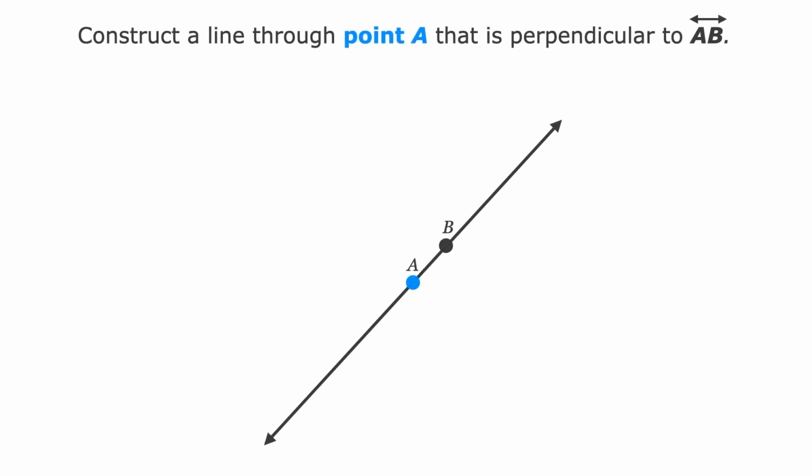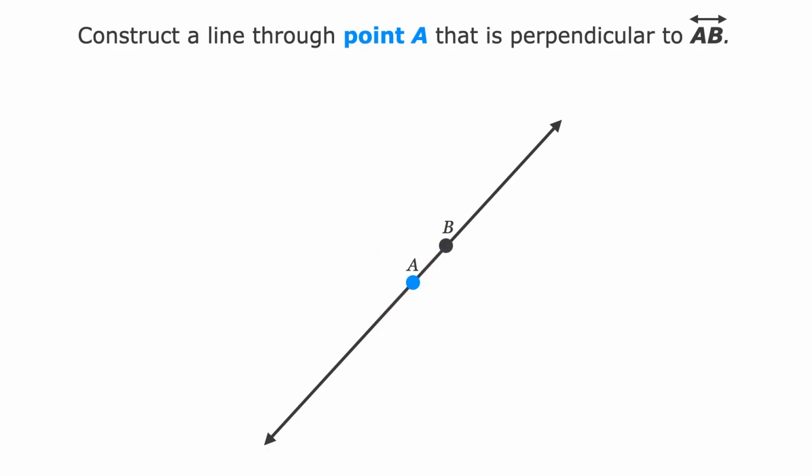How do we construct a line through point A that is perpendicular to line AB? Let's think. We want a perpendicular line to pass through point A. Do you remember how to construct a perpendicular bisector? If we can create a segment of this line where A is the midpoint of that segment, we can bisect the segment to form the line that is perpendicular to line AB and passes through point A.